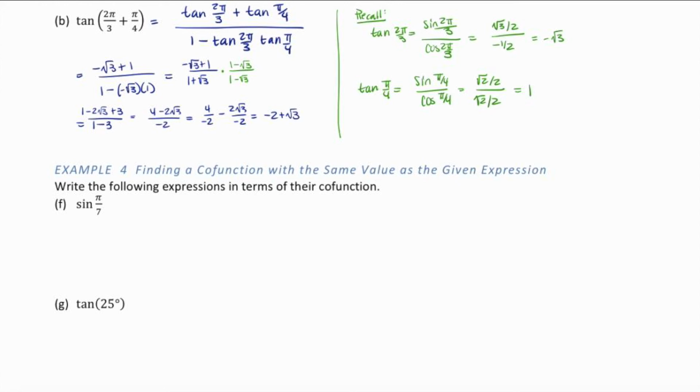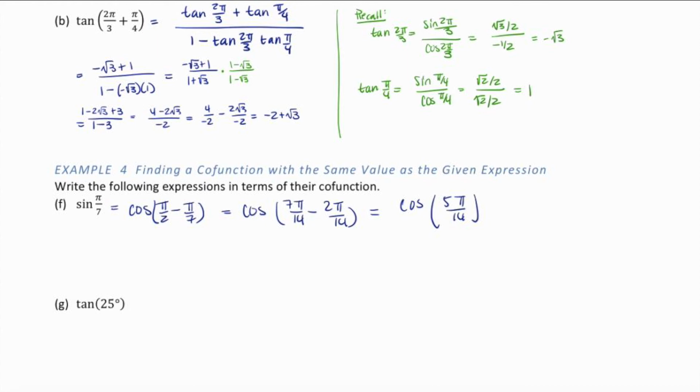Let's look at the next part of the next example. Example 4, finding a cofunction with the same value as the given expression. Write the following expressions in terms of their cofunctions. So recall that sine and cosine are cofunctions. So this can be rewritten as cosine of pi over 2 minus pi over 7. So this is cosine of 7 pi over 14 minus 2 pi over 14, which is just cosine of 5 pi over 14.